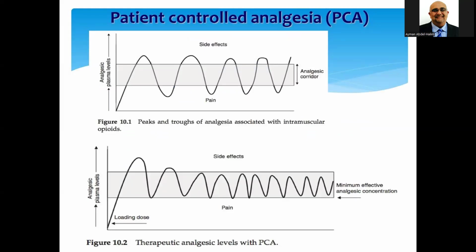Patient-controlled analgesia. This was introduced to keep the therapeutic range of the medications within the analgesic corridor. Otherwise, if you give a short-acting medication, whether IV or orally, it will go beyond the analgesic level, giving the patient euphoria, and then within 1 or 2 hours, it will go down, fluctuating between euphoria and lack of analgesia. And this, of course, will induce a craving in the patient to use this medication more frequently. The whole idea of the PCA is to keep things within a therapeutic range.